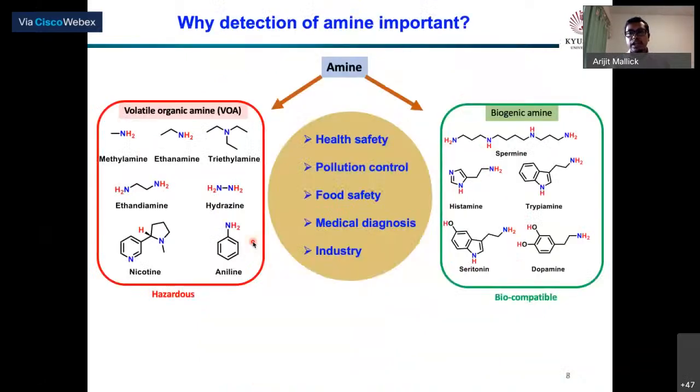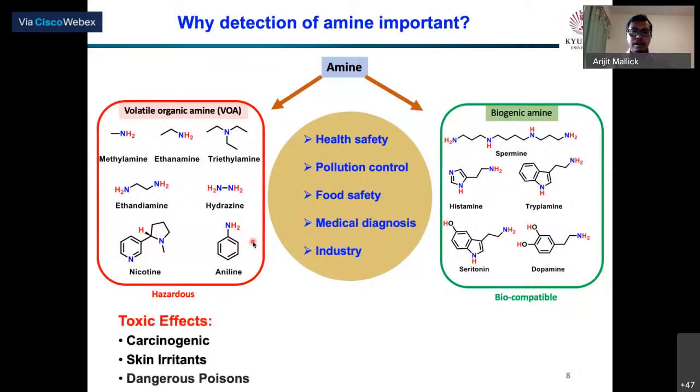Generally two types of amines are observed. One type is the biogenic amine, which is generally present in our biological system, like the different amino acids, serotonin, dopamine, all these types of amines. And there is another type of amines, the volatile organic amines, which are carcinogenic, skin irritants and dangerous pollutants as well, like aniline and nicotine. They are very dangerous chemicals, and so we need to detect these amines. Why? Because it has importance in health safety and pollution control, like hydrazine is used for jet fuel.